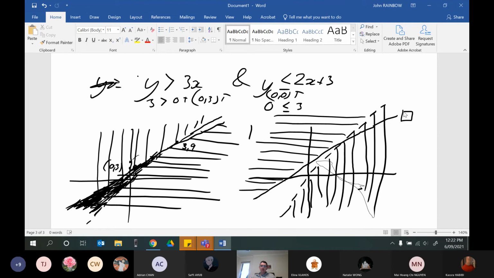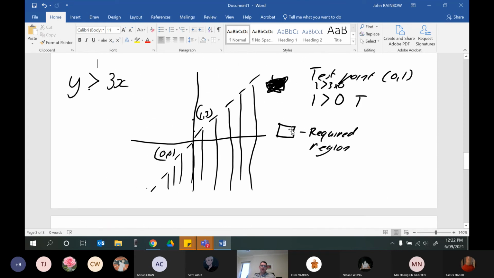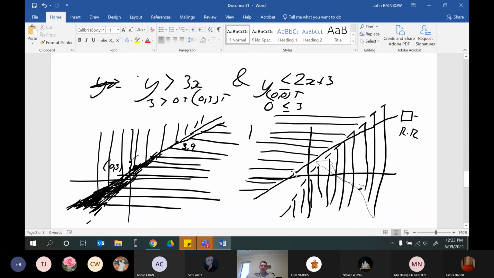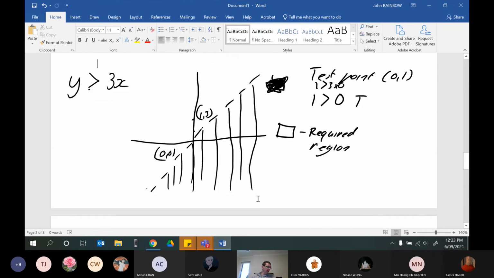So that's your required region. Why I encourage you guys, and this is for later on down the track, is to shade in the area that you don't want and then do a key for the required region that's blank, because when you start graphing 2 or 3 of them, it's a lot easier to see. You're graphing out the area you don't want, and then anything that's not shaded is your required region.